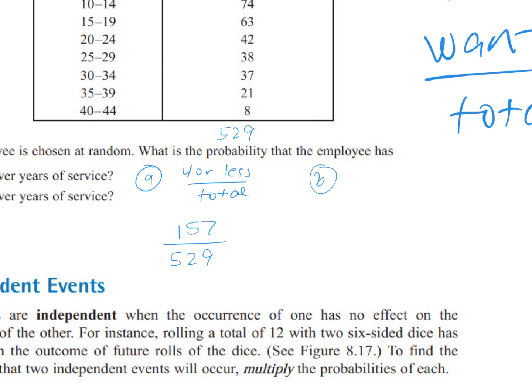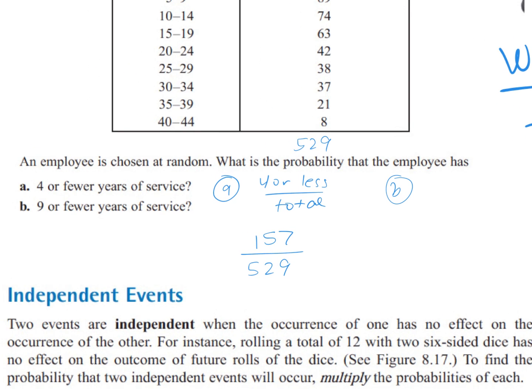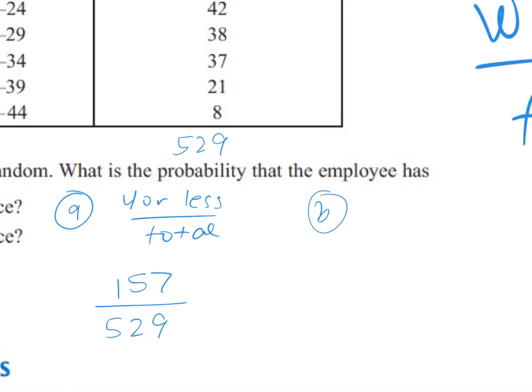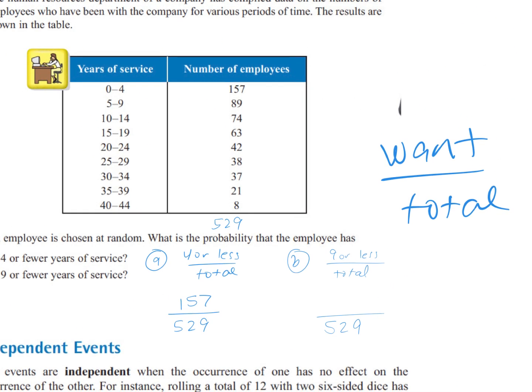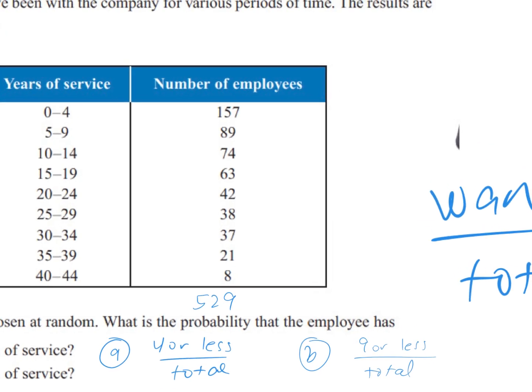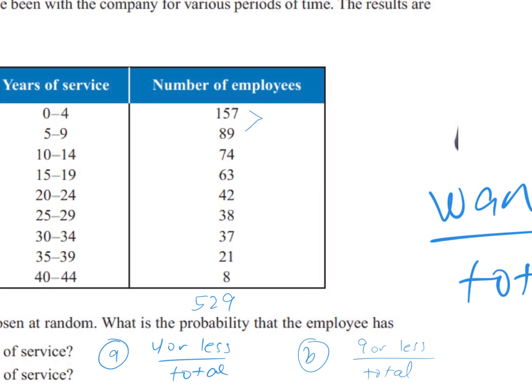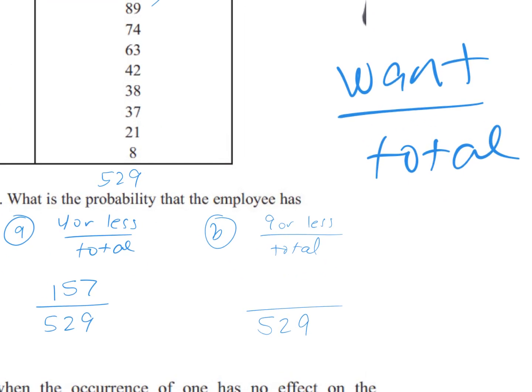All right, let's look at B. B says I want to know 9 or fewer, so 9 or less over the total. Does the total number of people change? No, it's still 529 people. How would I figure out who has 9 years or less? You add 157, good, and what? 89. And you get 246. Does that simplify? It should, yeah, by 3, right?